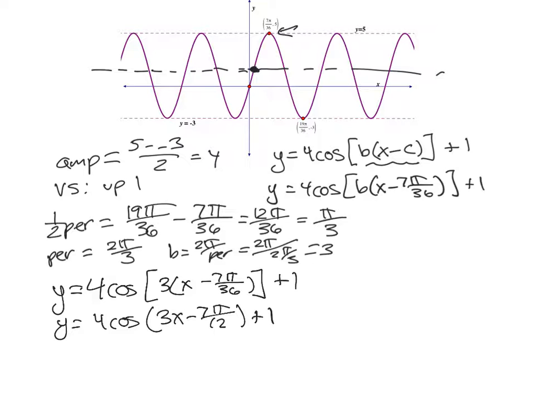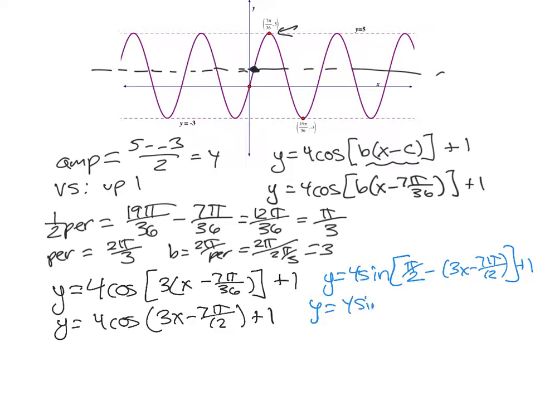Once you have one function, either sine or cosine, you can get the other by using the fact that they're cofunctions. To do the sine, I would say y equals 4 sine, pi over 2, because we're working in radians here, minus 3x minus 7 pi over 12, plus 1. So pi over 2 minus 3x; pi over 2 plus 7 pi over 12 is going to be 13 pi over 12.